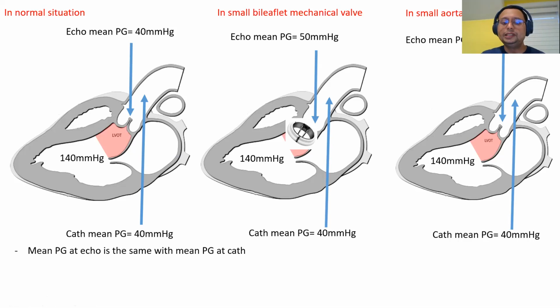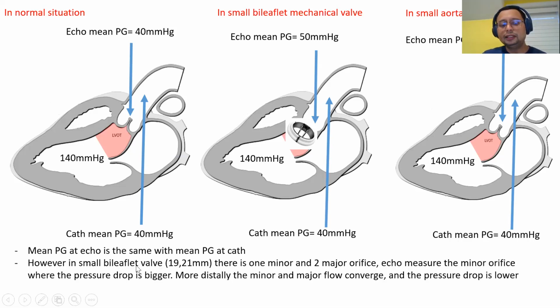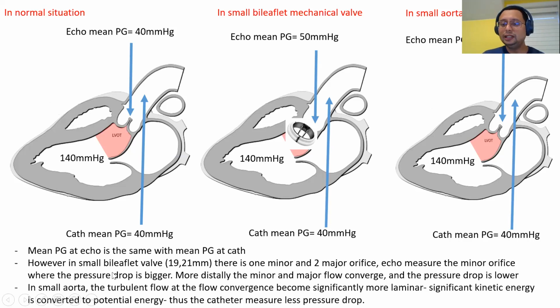So mean PG at echo should be the same as mean PG at cath. However, in a small bileaflet valve, there is one minor and two major orifices. Echo measures the minor orifice where the pressure drop is bigger. More distally, the minor and major flow converge and you have recovery of the pressure so that the pressure drop is lower. So another situation is when you have a small aorta, with turbulent flow at the flow convergence.